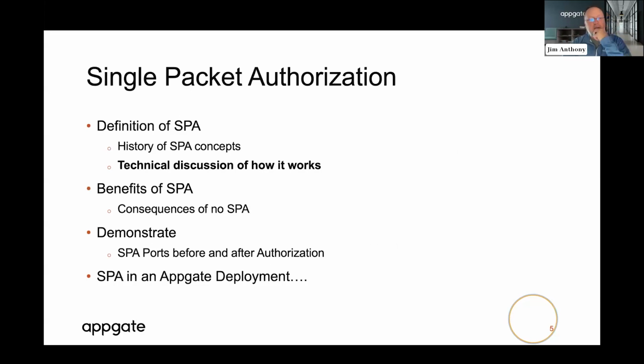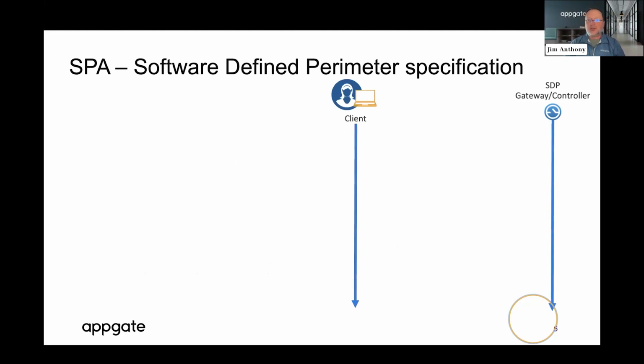Next on the agenda, let's have a quick discussion on how the single packet authorization concept actually works. What's happening behind the scenes? And then maybe let's dive a little deeper on the AppGate implementation of single packet authorization. So I'm going to lean on Justin to walk us through this concept. So I think this first slide, Justin, is a generic conversation around what single packet authorization, i.e. port knocking, is doing. Is that right?